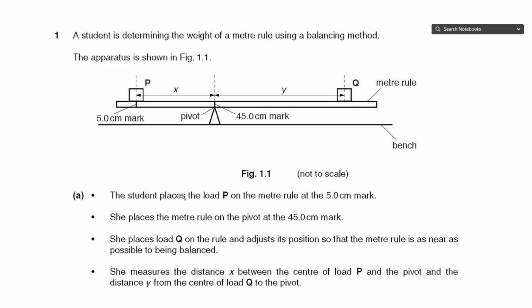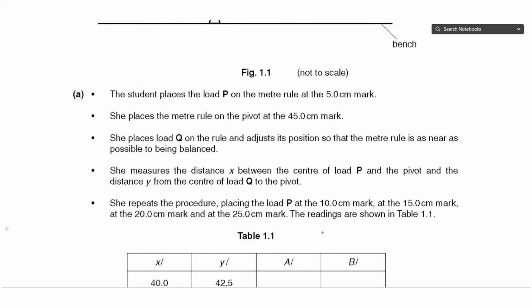Part A says the student places a load P on the meter rule at the 5 cm mark on the left here. She places the meter rule on a pivot at the 45.0 cm mark. She places load Q on the rule and adjusts its position so that the meter rule is as near as possible to being balanced. So Q is on the right side. She measures the distance x between the center of load P and the pivot and the distance y from the center of the load Q to the pivot.